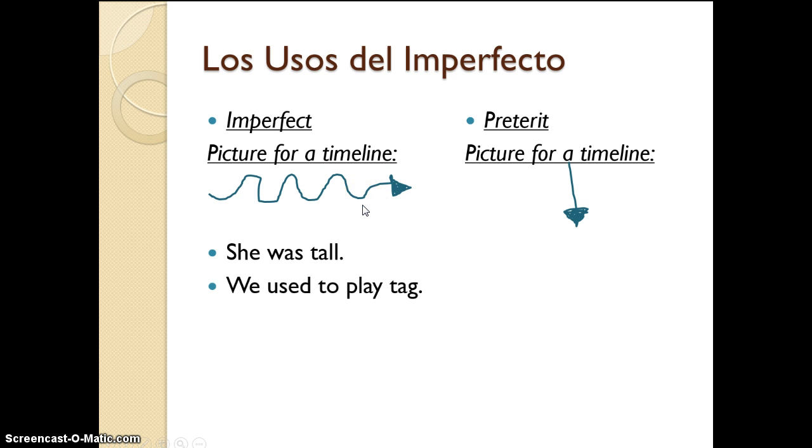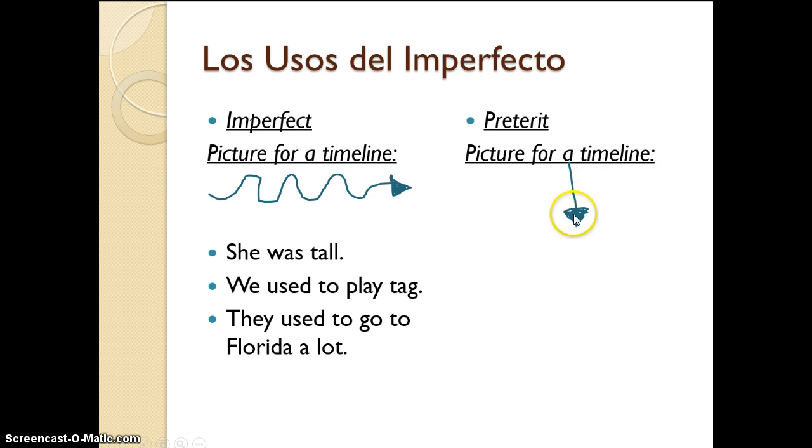Another example, we used to play tag. Okay, this action here went on and on and on. There was no point in the story where it stopped and that was the only time we played tag, because I used the word used to, meaning it happened over and over again. The third example is they used to go to Florida a lot. Again, I'm using used to, which implies that I've gone to Florida several times in the past, but I don't tell you exactly how many times.